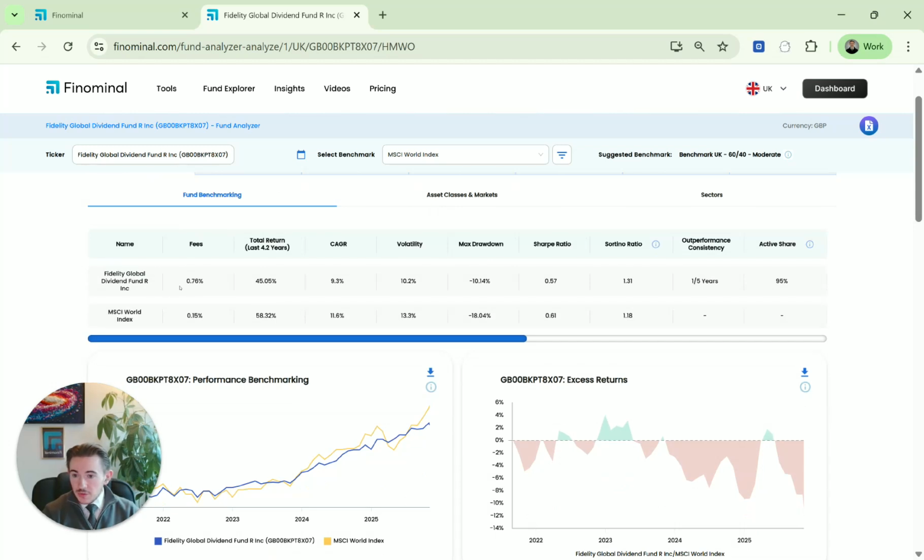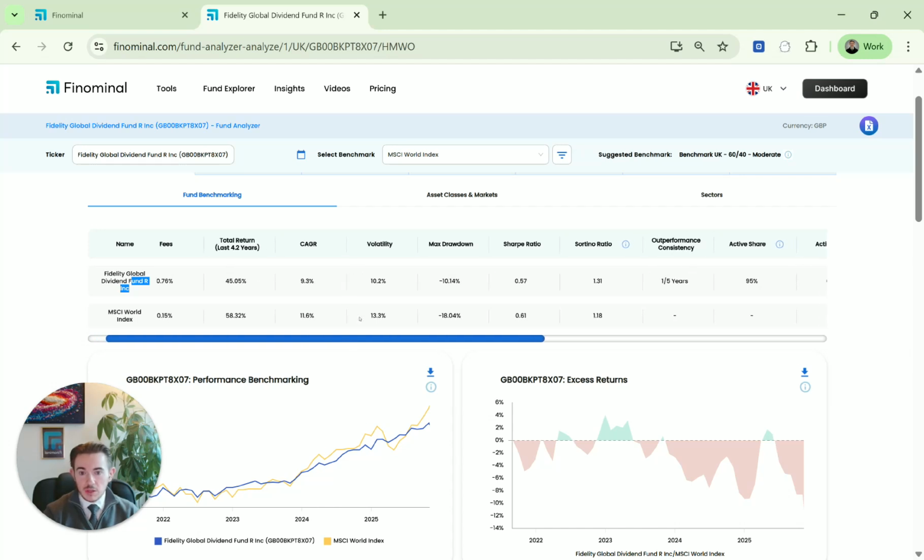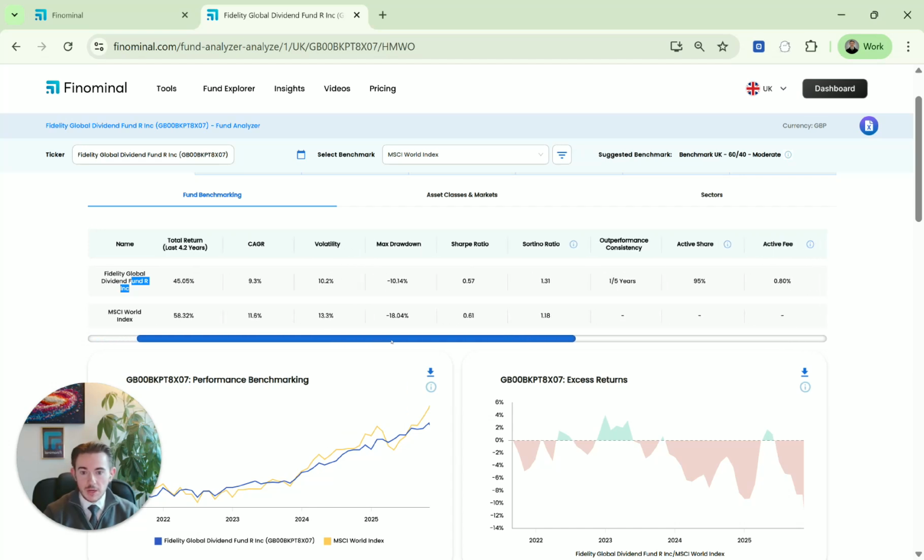Looking at it initially, we can see quite a relatively expensive fee, 0.76%, and that's just for this share class. I will note I have seen more expensive fees for the same fund with other share classes, so that's worth noting. MSCI World, 0.15%. Compound annual growth rate, 9.3% versus 11.6% for its benchmark, so overall underperforming against its benchmark there, though we have seen lower volatility, 10.2 versus 13.3.